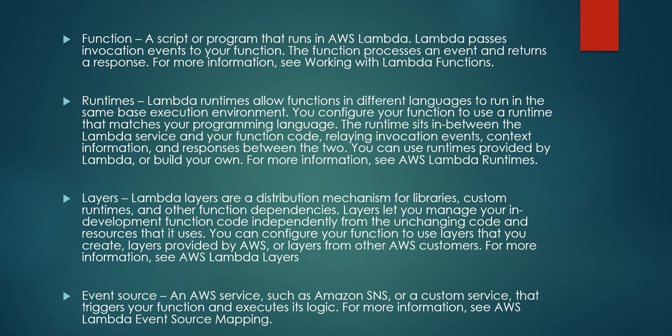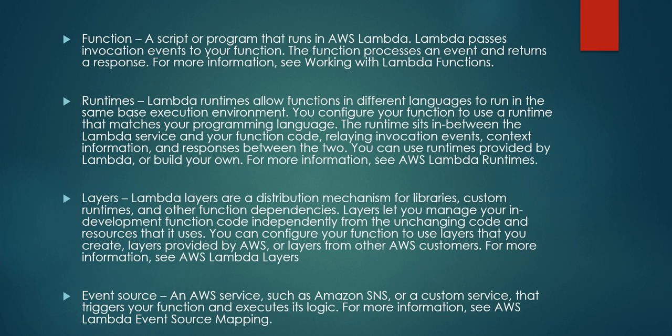Next, moving on, it's layers. Lambda layers are a distribution mechanism for libraries, custom runtimes, and other function dependencies. Layers let us manage the in-development function code independently from the unchanging code and resources that it uses. We can configure the function to use layers that we create, or layers provided by AWS.